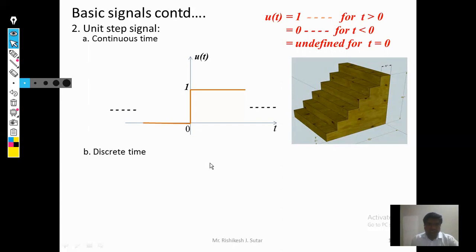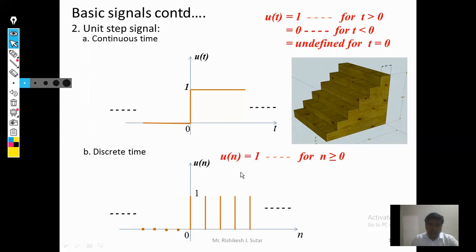Now let us go towards its discrete time version. So it's u of n, and it would be like this. You can see here its expression: u of n is equal to 1 for n greater than or equal to 0, and it is equal to 0 for n less than 0. Okay, so this is the discrete time unit step signal.